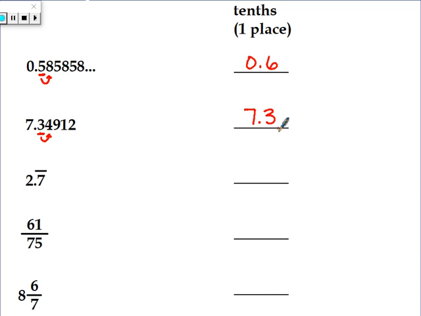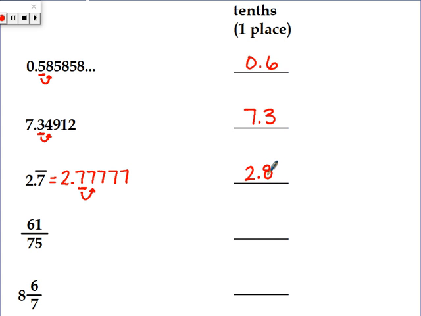So now this repeating bar. This repeating bar means that whatever it's over, that's going to repeat. So this is the same as 2.77777 and so forth. So again, I'm just looking at the first one. That's going to be my answer. I look to the right. It is 5 or higher, so that 7 will change to an 8.